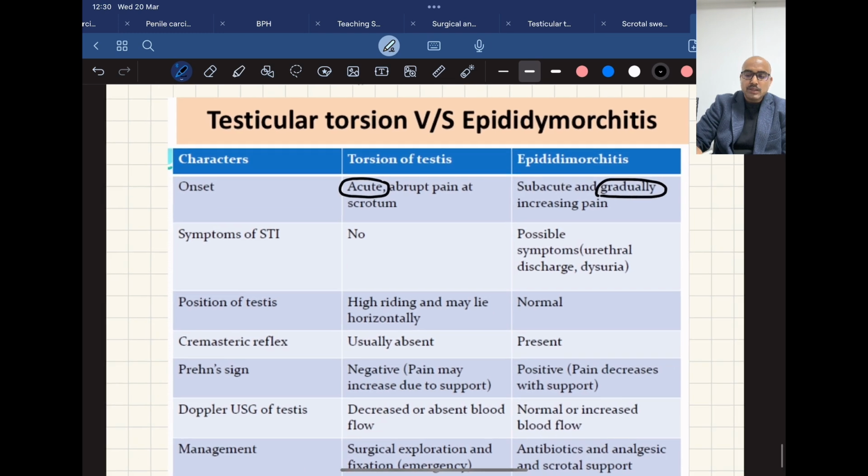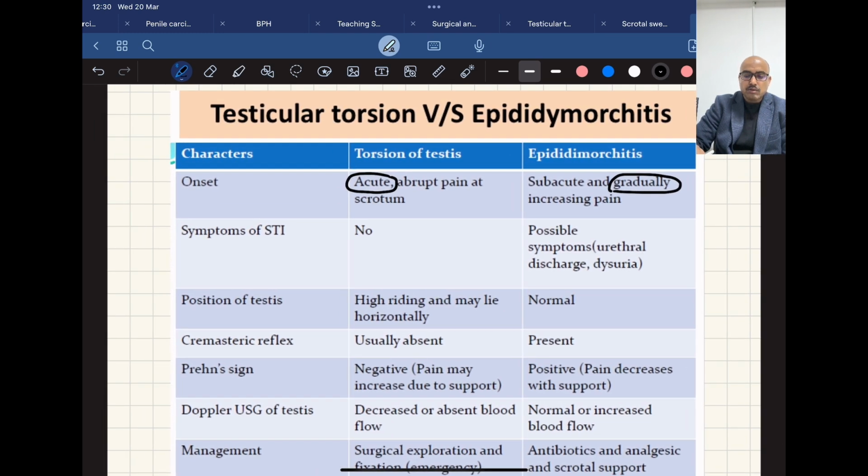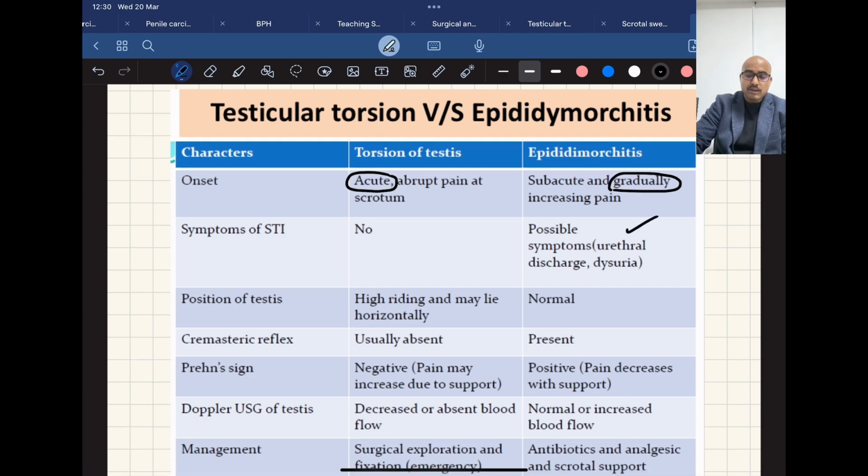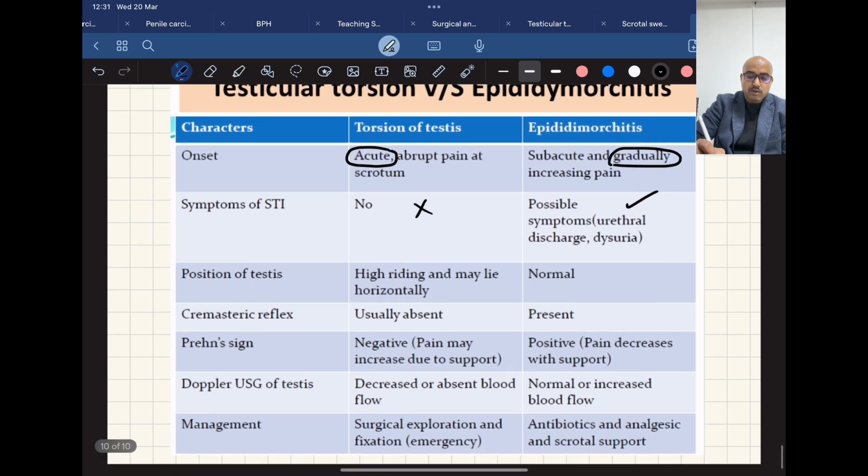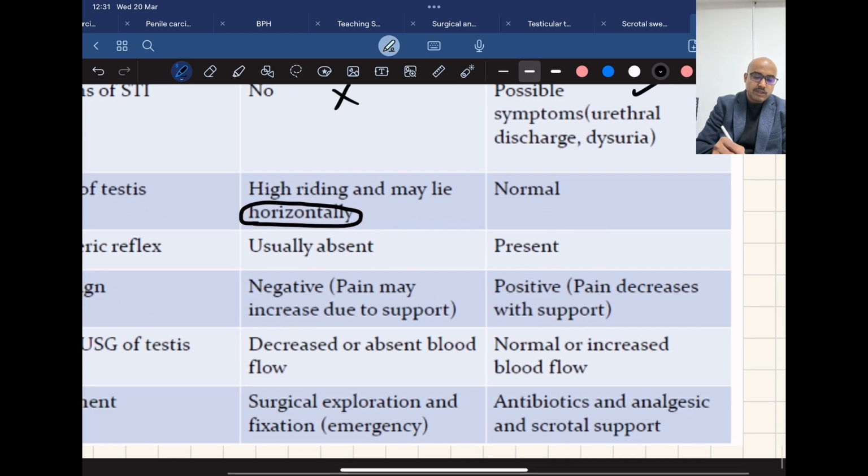Okay. And obviously, if they give you the history of sexual contact, that's fine. You will find the history of sexual contact as well as signs of STI, like urethral discharge or dysuria, in the case of orchitis, whereas in the case of torsion, it is not there. As I have told you, the testis will be horizontal and high riding in the case of torsion, normal in the orchitis, right? Cremasteric reflex is usually absent in torsion and present in orchitis. Prehn's sign: if you lift the testis, it is more painful in torsion and the pain is slightly decreased in epididymitis. And Doppler is the best investigation to differentiate.